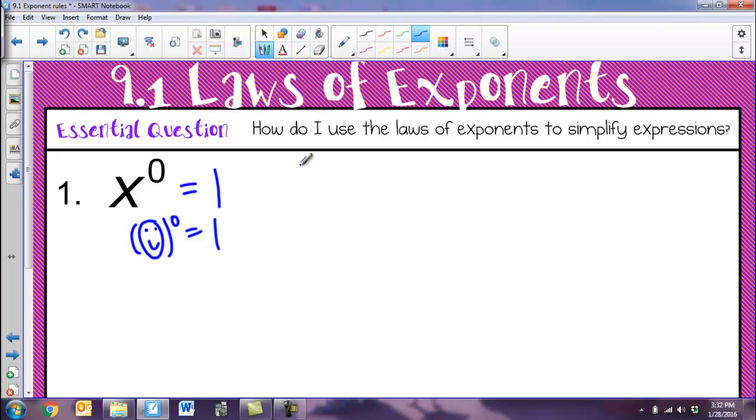The other thing that you can think about is if you had x to the 7 over x to the 7, remember that would be 7 x's on the top, 7 x's on the bottom. That doesn't equal 0. That would cancel out and give you 1. Okay, so anything to the zero power equals 1.